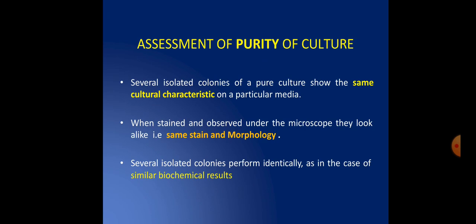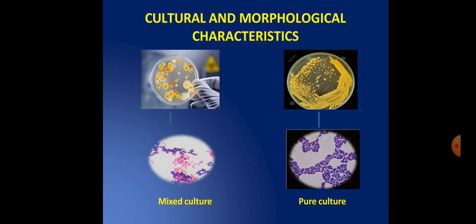Assessment of purity of culture. Several isolated colonies of a pure culture show the same cultural characteristics on a particular medium. When stained and observed under the microscope, they look alike, with the same stain and morphology. Several isolated colonies also perform identically, as in the case of similar biochemical results.